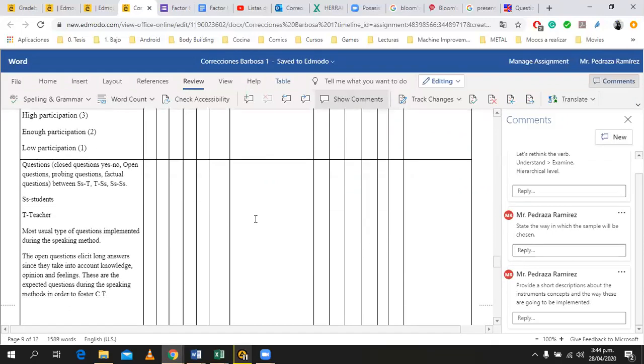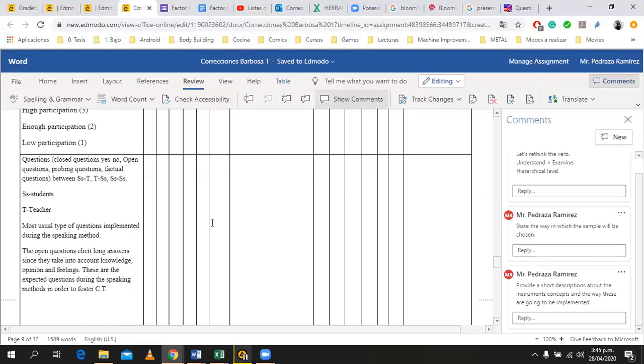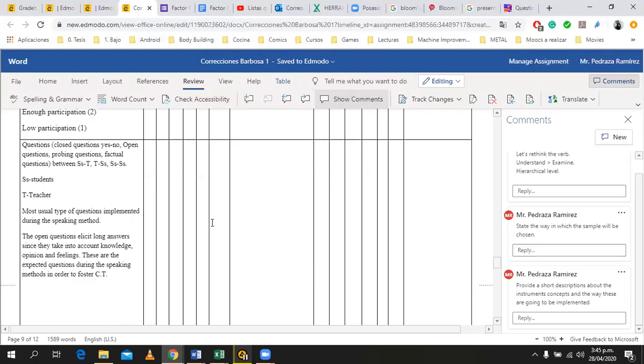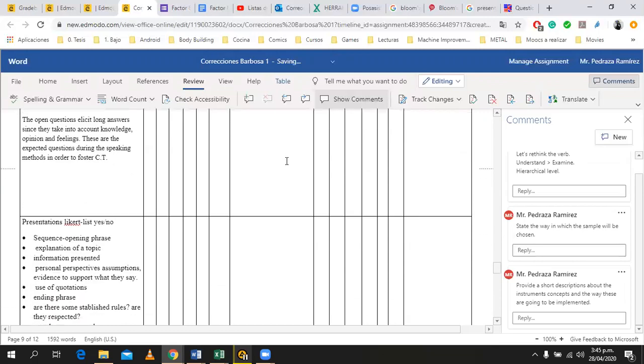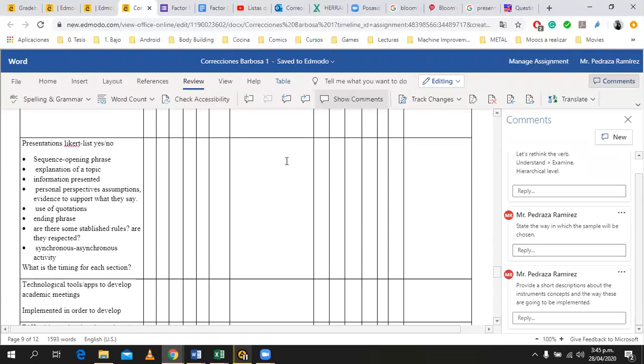Okay, here. Questions. Closed questions, yes, no; open questions are between the students. The most usual type of questions implemented during the speaking method. The open questions elicit long answers since they take into account knowledge, opinions, and feelings. These are the expected questions during the speaking methods. Then I know what they're going to do. Presentations, list, yes, no.